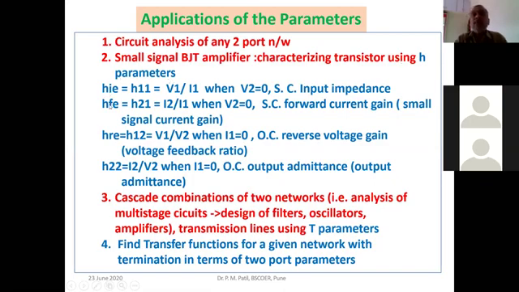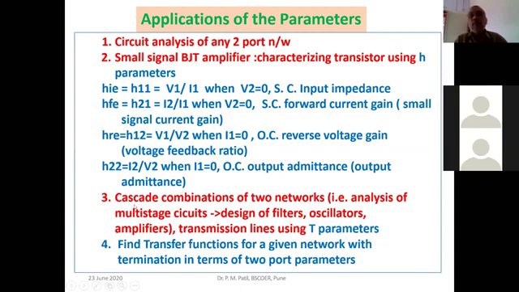So that is HIE, HFE, HRE, and HOE. These are the input impedance, forward current gain, reverse voltage gain, and output admittance. These HIE, HFE, HRE, and HOE are nothing but H11, H21, H12, and H22. That is the ratio of V1 and I1, I2 and I1, V1 and V2, and I2 and V2, when V2 is 0 for the first two conditions and I1 is 0 for the other two. That is, in the first condition you have to short circuit the output port, and in the second case you have to open circuit the output port. So you have already done the small signal BJT amplifier, characterizing the transistor using H parameters. For that particular application, these H parameters are very helpful.